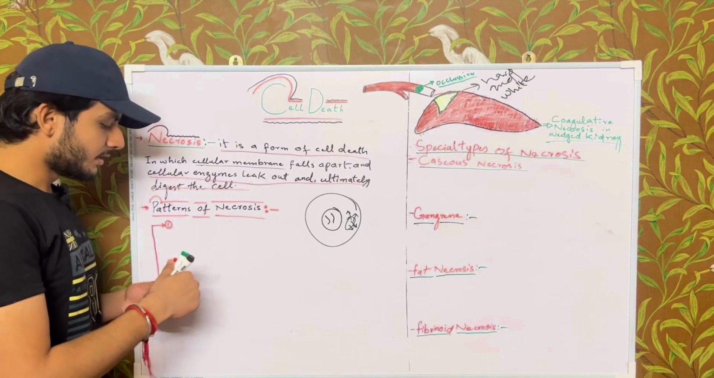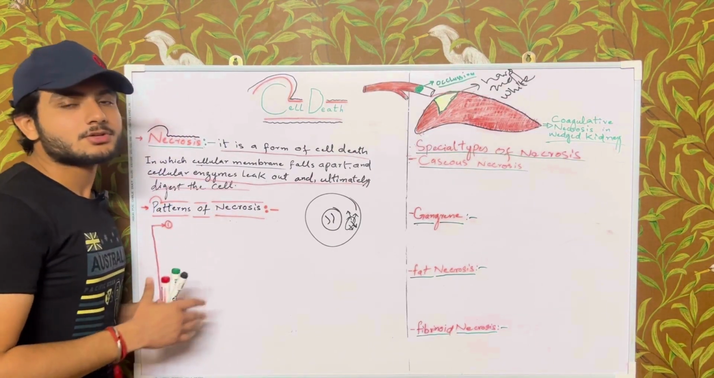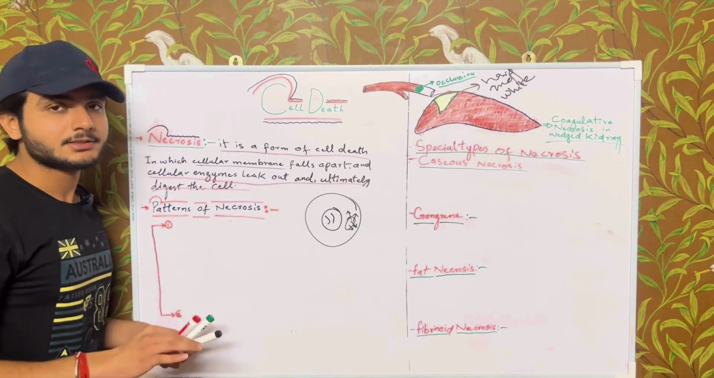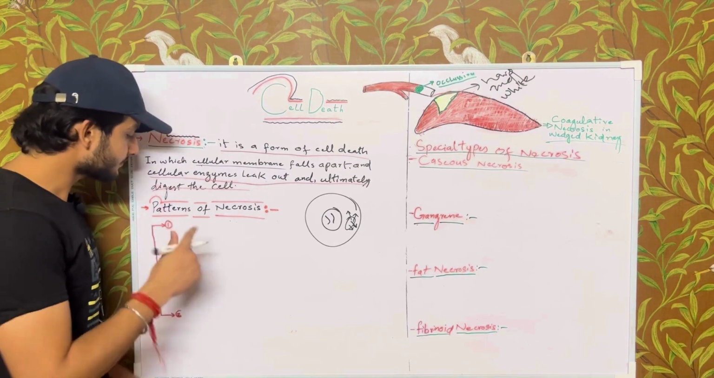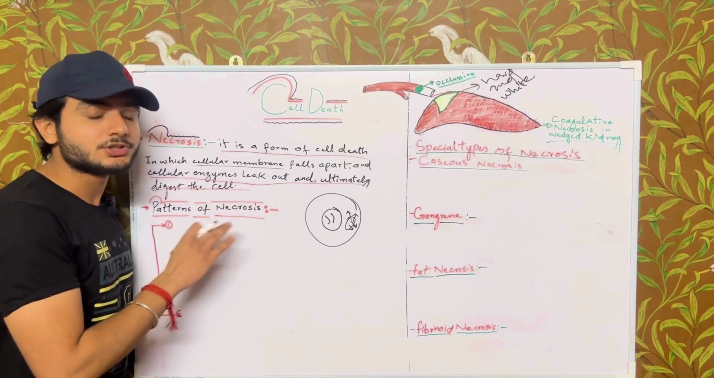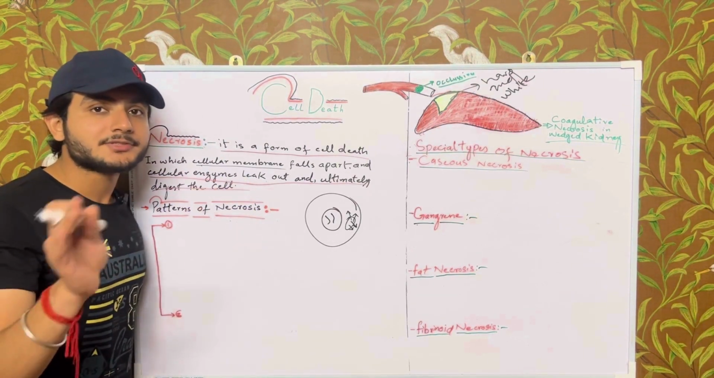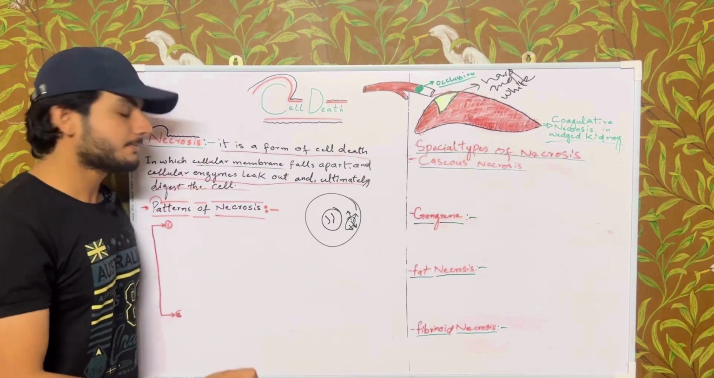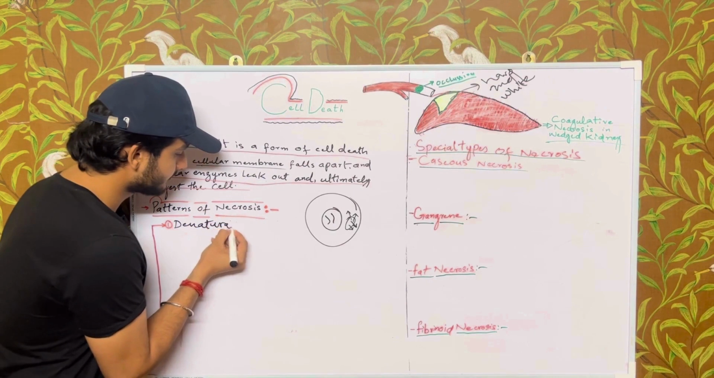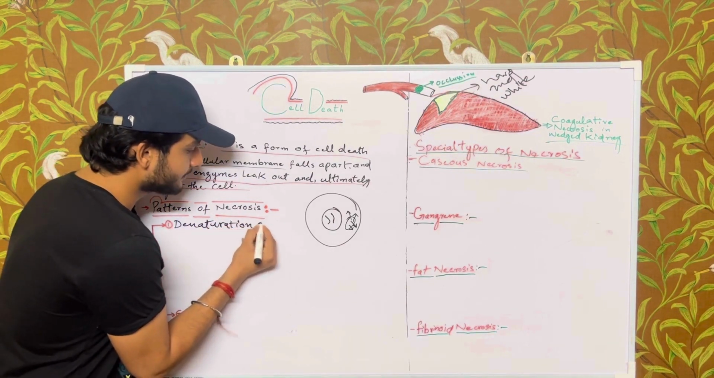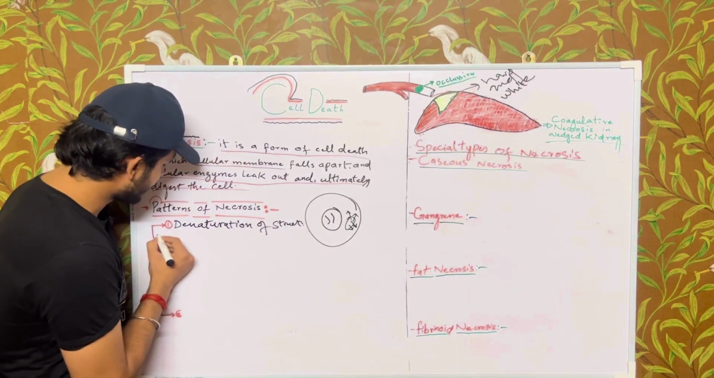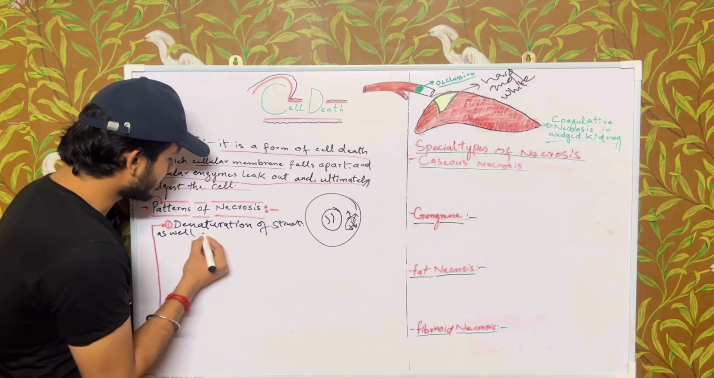Now let's discuss the patterns of necrosis. Okay, so we have got two patterns of necrosis primarily. So let's discuss them one by one. In the first pattern, there will be the denaturation of cellular protein, which includes both structural as well as enzymatic protein.